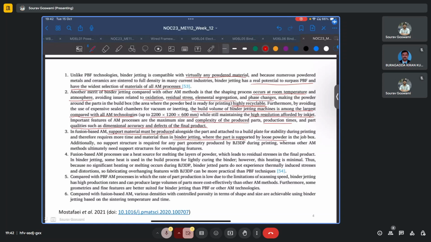Again, because of the high temperatures in the fusion-based AM processes, there can be tensile residual stresses remaining in the final part. However, in binder jetting, while some heat is used for lightly curing the binder, this heating is minimal. Thus, because no significant heating or melting occurs, binder jetted parts do not normally experience thermally induced stresses and distortions.